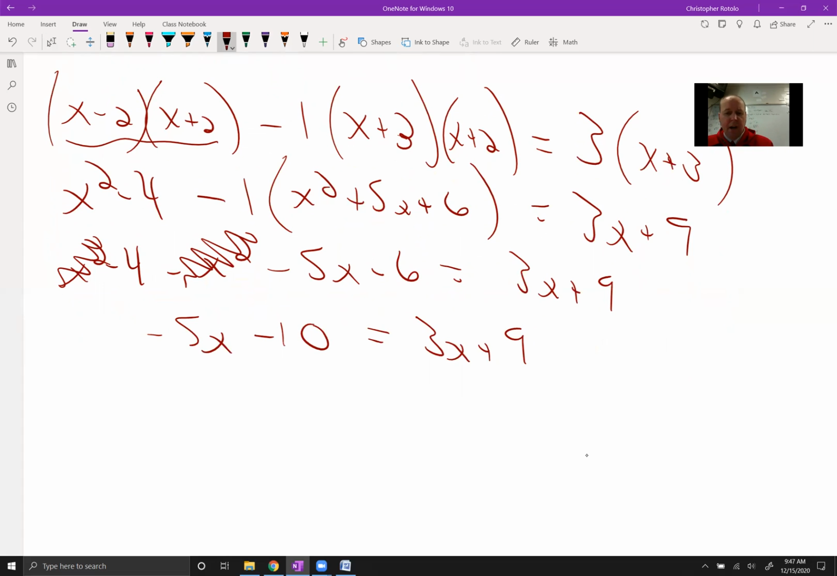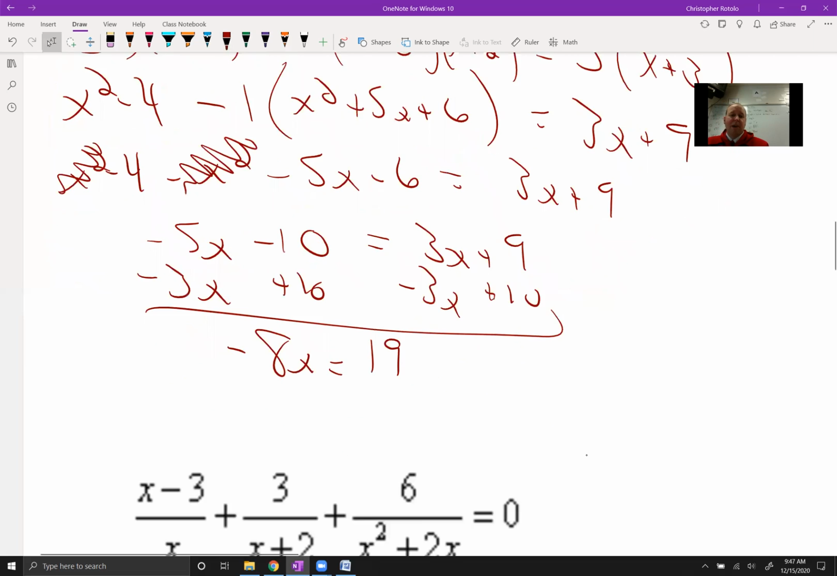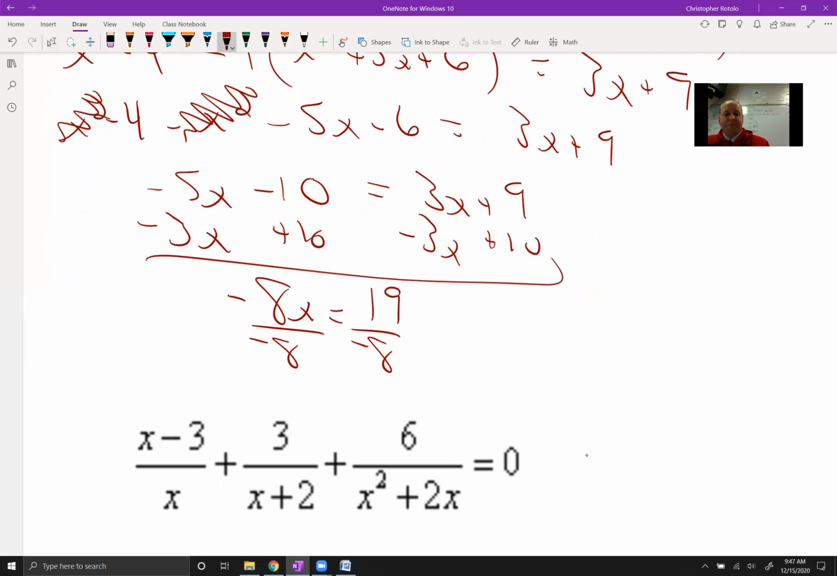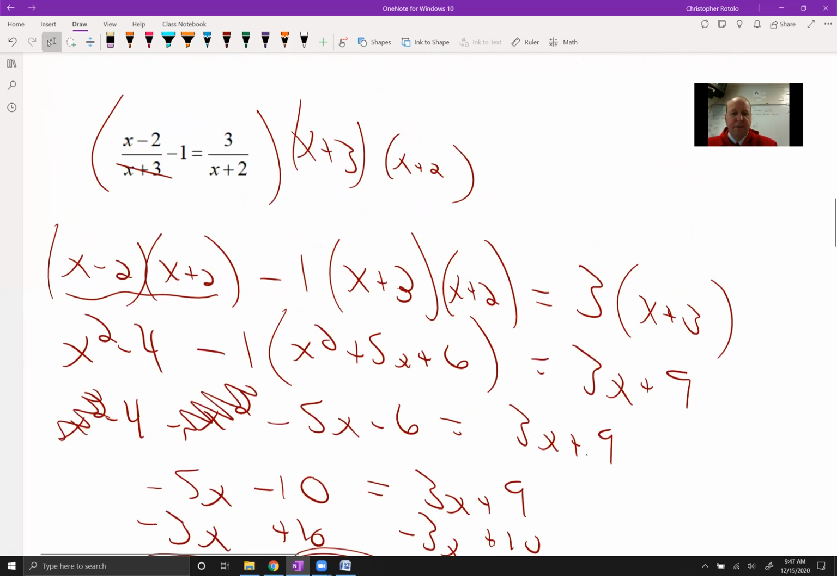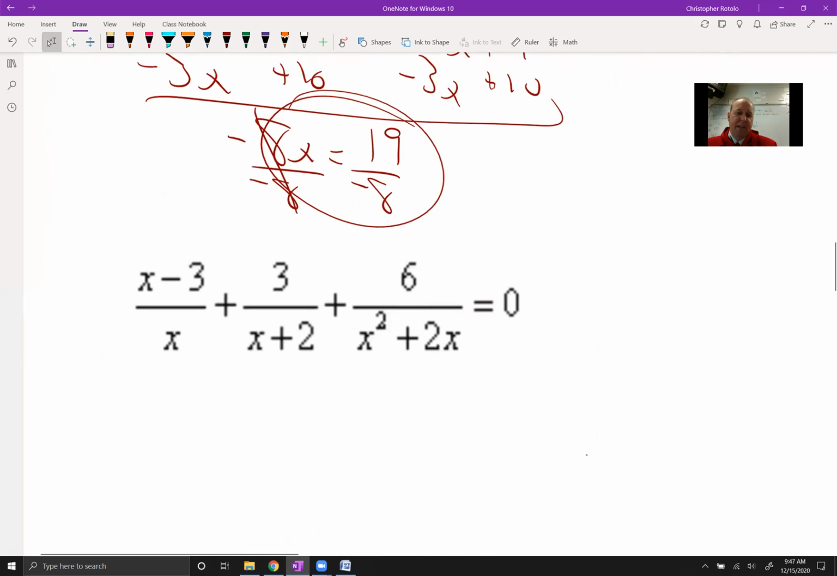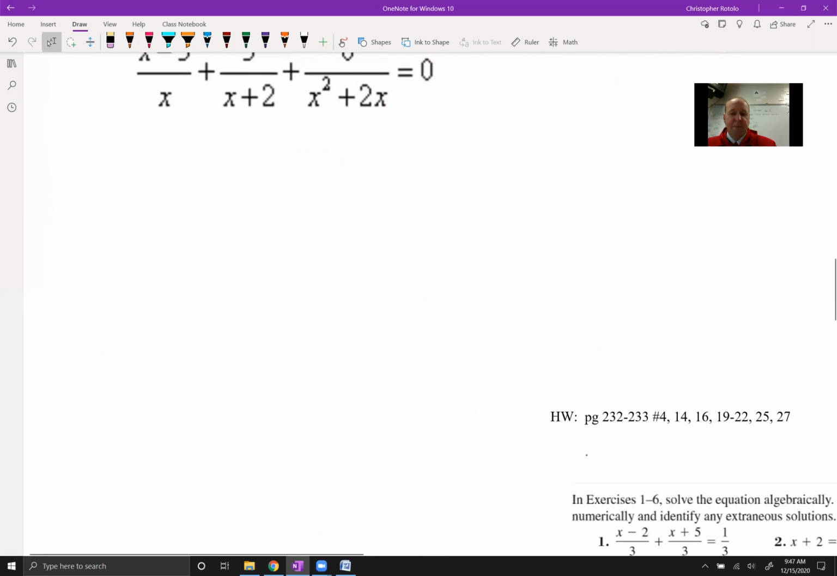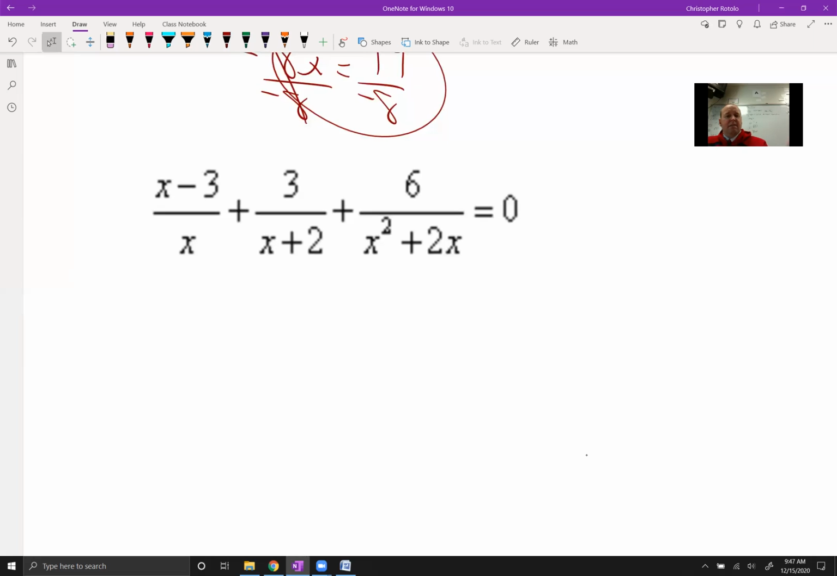All right, let's see what happens. Subtract 3x, add 10, add 10. So we got negative 8x equals 19. Well, that's a mess. And divide by negative 8. So we'll say x equals negative 19/8. Again, we'd be plugging it back in. I just want to make sure that we have the idea of what to multiply at this point, because we're checking it, like Santa Claus, checking it twice.